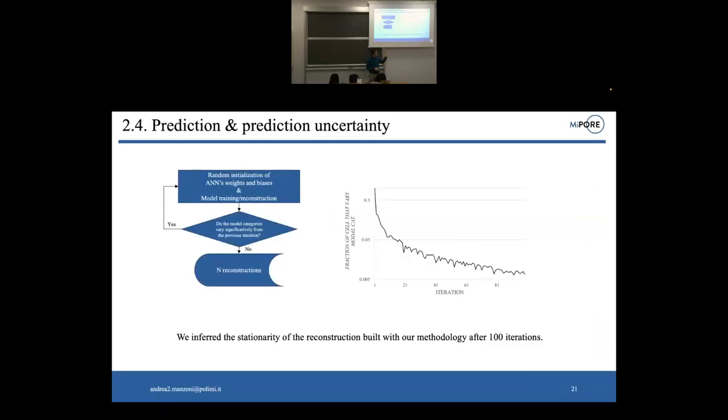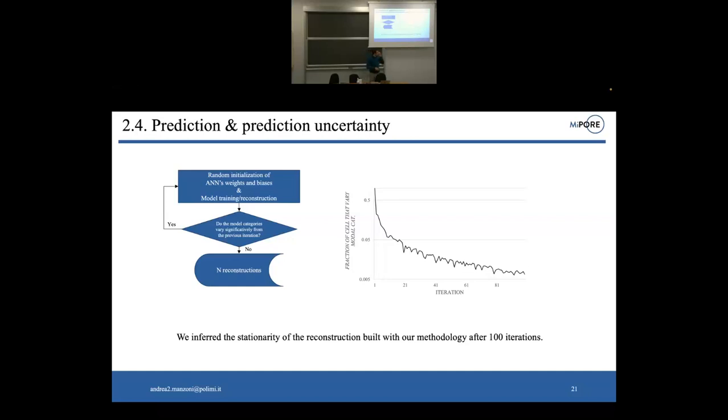As I already told you, we have decided to go for a probabilistic approach. So we haven't performed a single training and realization. We leverage the random component of this model, that is the weight and bias initialization. So we have initialized weights and biases many times, we have performed the training many times, and we have performed reconstruction many times. And so at the end, what we have is n reconstructions, actually 100 reconstructions, because we have seen that they were stable at the end. So we had 100 reconstructions of equally probable realizations, so equally probable distributions of geomaterial.